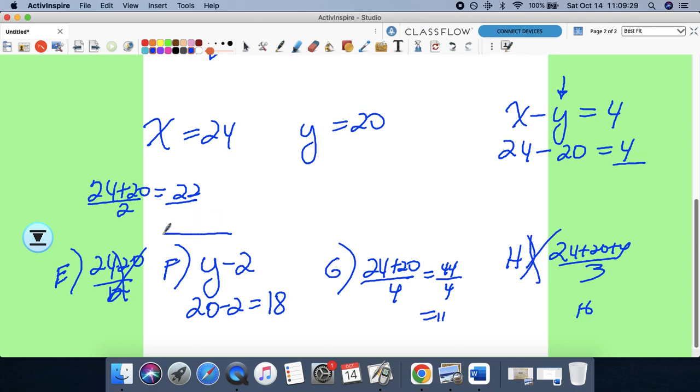But now we go back to this. This is what I'm trying to figure out, why it didn't work with this. I'm missing something. Because the average of those two is 22. The difference is 4.